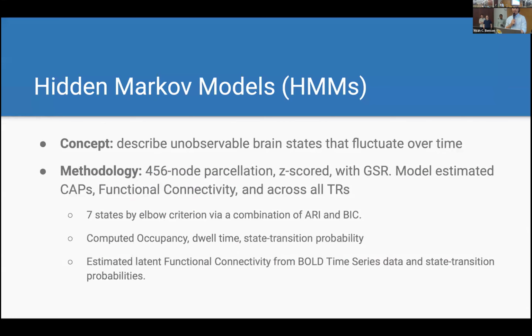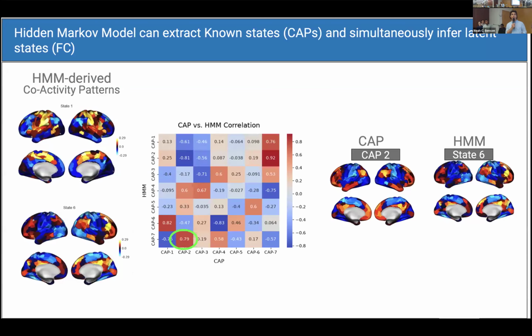The second method we used was a hidden Markov model. I first wanted to compare to see if there were differences in how the CAPs were derived using k-means clustering versus the estimated method. And so I used the same exact method that we just showed, same elbow criterion, occupancy and dwell time. And from there, we compared to see if these were extremely similar.